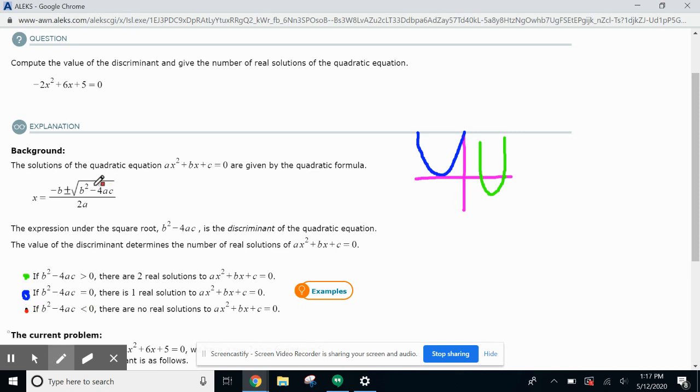If the discriminant is less than 0, then there's no real solutions, which means my graph, whether it's vertical or horizontal, or if it's up or down, is going to come up like this and not touch our graph at all. It's going to be a little bit too high, or it could be upside down like this. It never reaches the x-intercept.